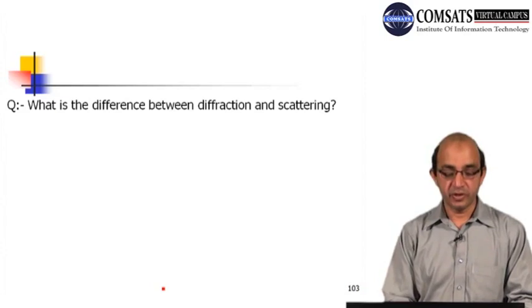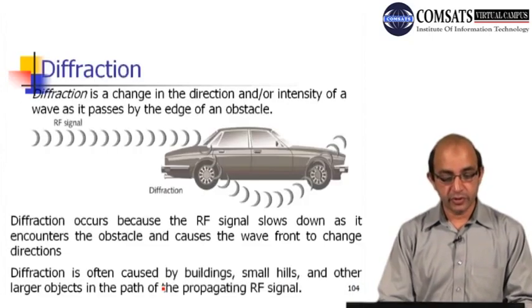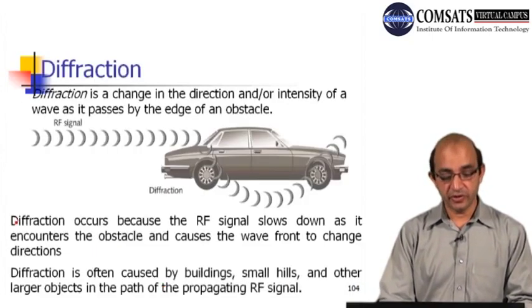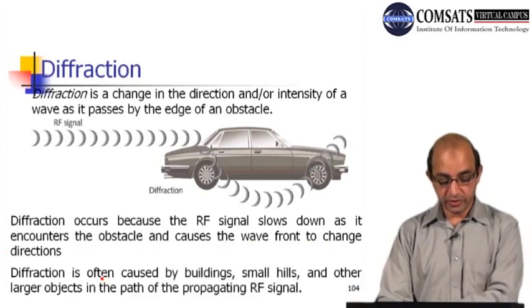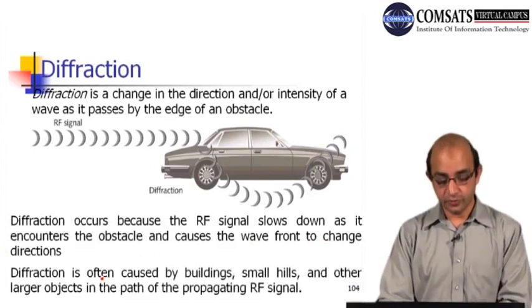So here we have to mention the difference between diffraction and scattering. Again, these are the mechanisms that are relevant to wave propagation. Here we have mentioned diffraction: the direction or intensity of a wave changes as it passes by the edge of an obstacle. The RF signal slows down as it encounters the obstacle and causes the wavefront to change direction. Diffraction is often caused by buildings, small hills and other large objects in the path of the propagating RF.